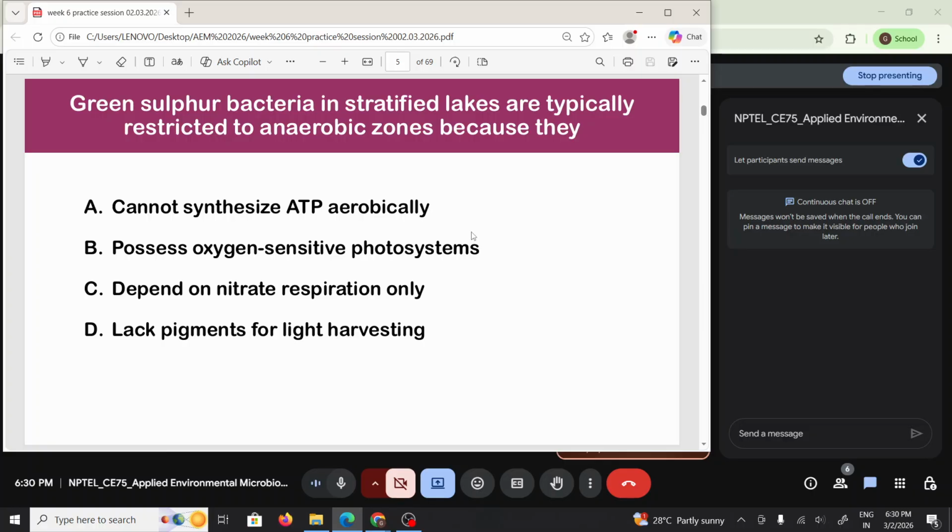So the next question is, green sulfur bacteria in stratified lakes are typically restricted to anaerobic zones because of what? Just now we saw that green sulfur bacteria is anaerobic. So what is the primary reason for which it is restricted to anaerobic zones, or why is it anaerobic?